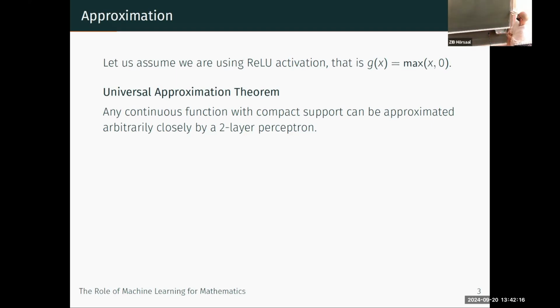But basically, it just says that any continuous function with compact support can be approximated arbitrarily close by a two-layer perceptron. So two layers are enough. And then if you make them just big enough, i.e. wide enough, and in this case, we're assuming we're using a ReLU activation, then you can approximate your data as closely as you want.